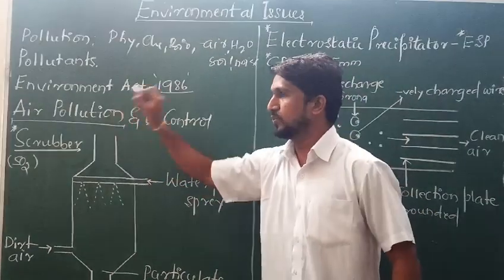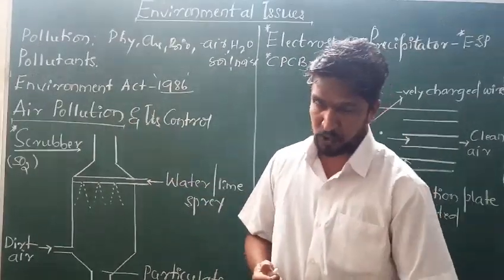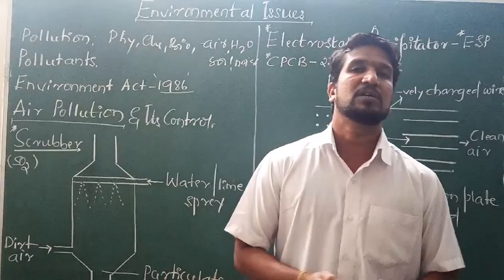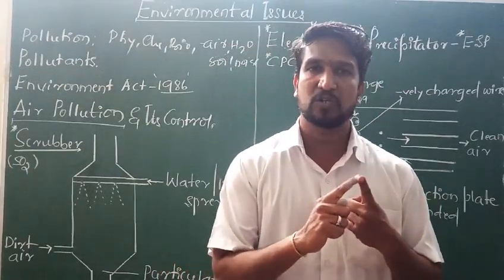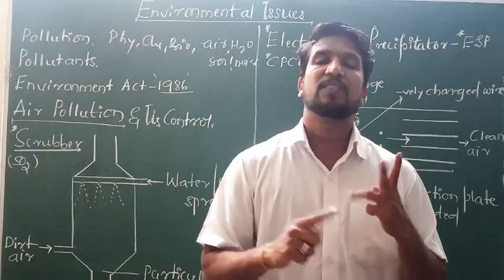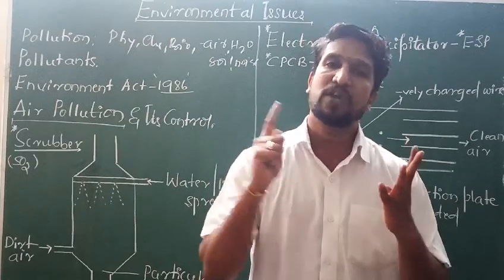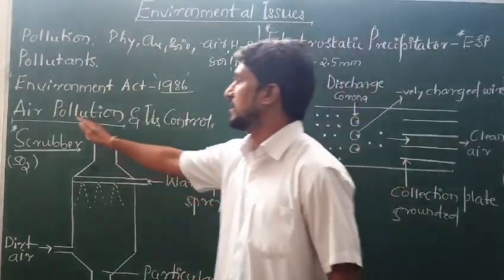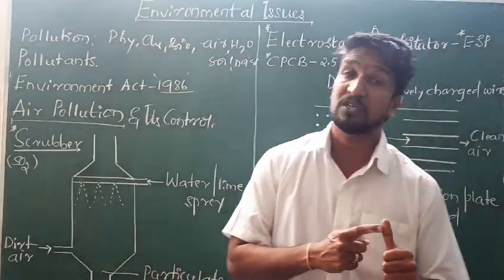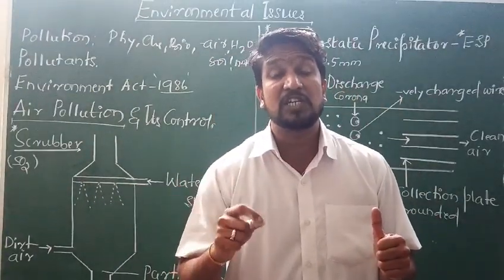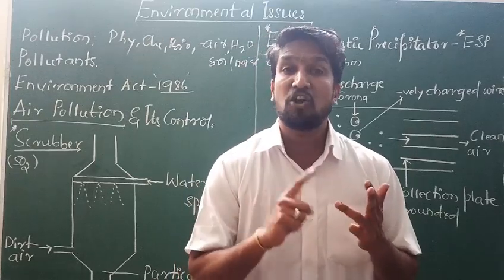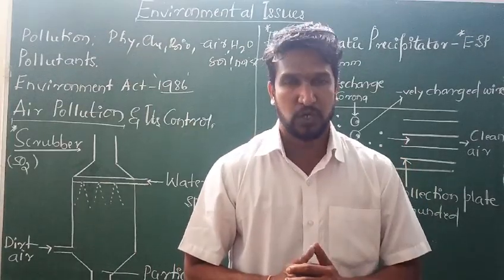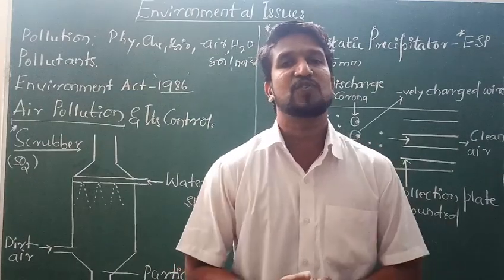We will study each pollution one by one. Today we are going to study air pollution and its control. Here you must know the definition of air pollution, then causes of air pollution, then effects of air pollution, then how it is controlled. These four points are very essential. First, the definition: any undesirable change in the physical, chemical and biological characteristic features of air is called air pollution.